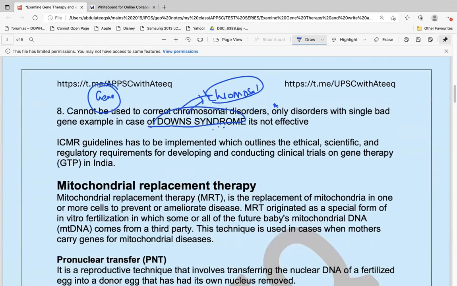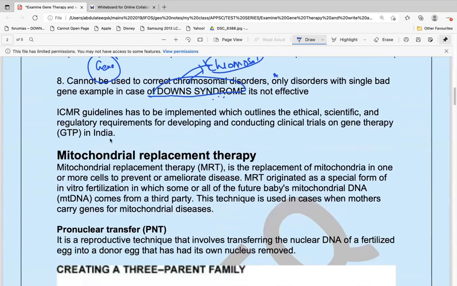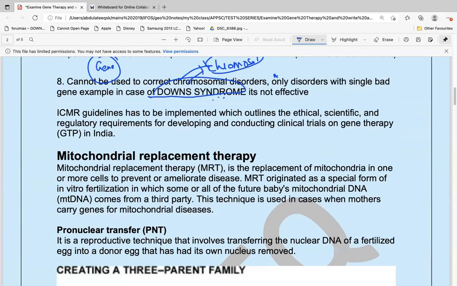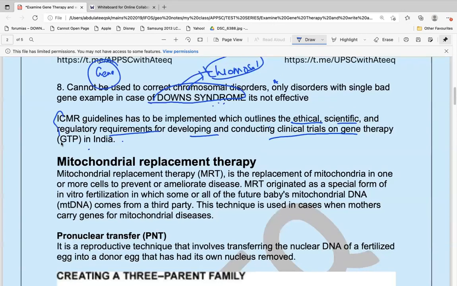Then what should be my conclusion here? ICMR has given certain guidelines which should be implemented to ensure ethical, scientific, and regulatory requirements for developing and conducting clinical trials on gene therapy in India. That should be properly implemented. So what are these detailed guidelines?